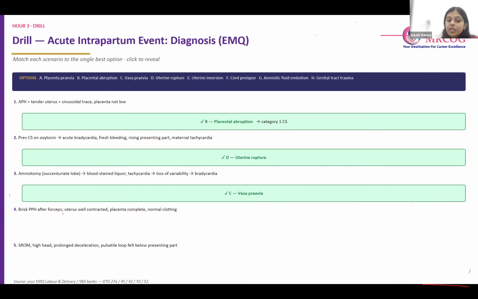Brisk PPH after forceps, uterus is well contracted. PPH with uterus well contracted, on the background of forceps delivery, brings us to traumatic PPH, genital tract trauma. Placenta complete, that is retained placenta, is also not there. Tone, trauma, tissue, thrombin: tone is not there, tissue is not there. Normal clotting means thrombin is also okay. So the remaining thing is trauma.